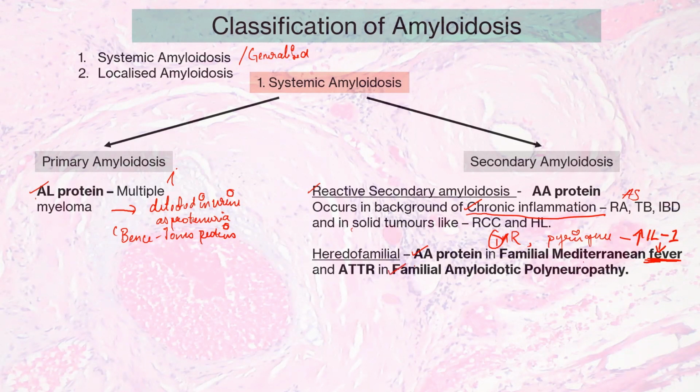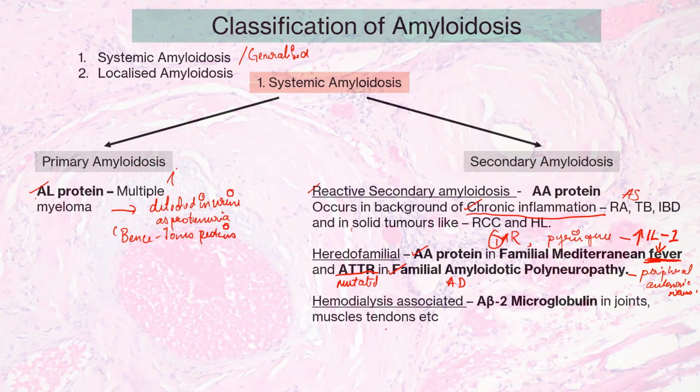And the other one is familial amyloidotic polyneuropathy, in which we have mutated ATTR, which we have seen. So there is deposition of this amyloid in the peripheral and autonomic nerves, leading to this condition. We told familial Mediterranean fever is autosomal recessive, and this is autosomal dominant.